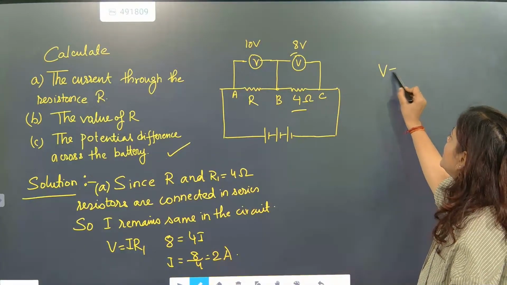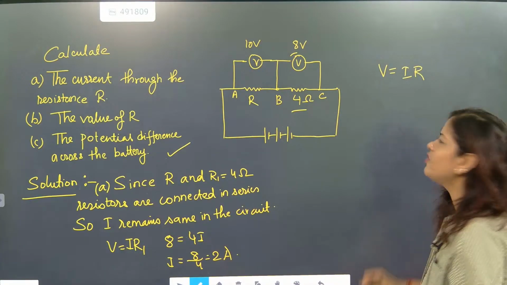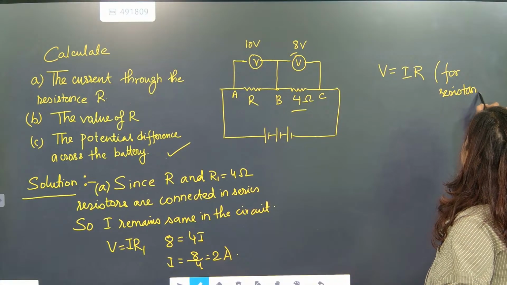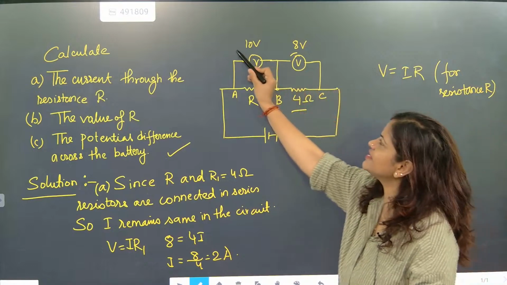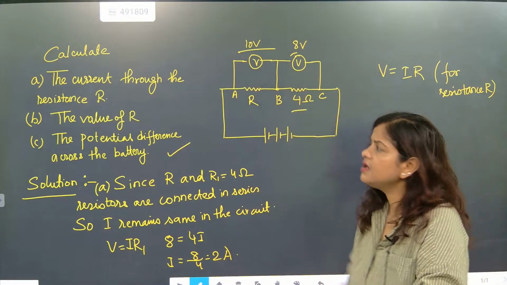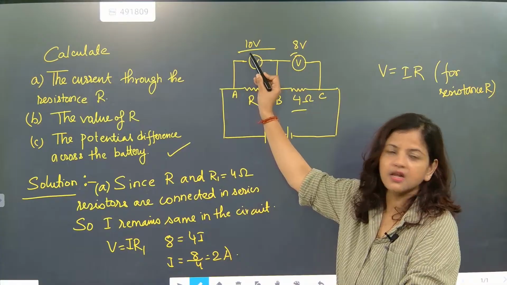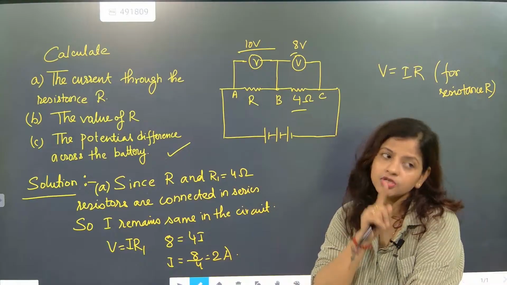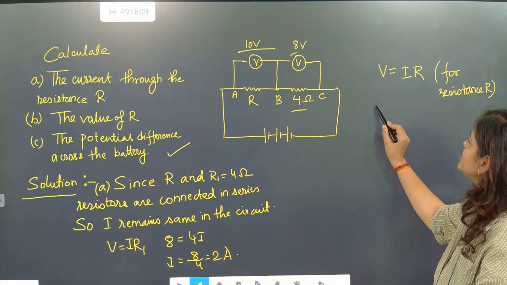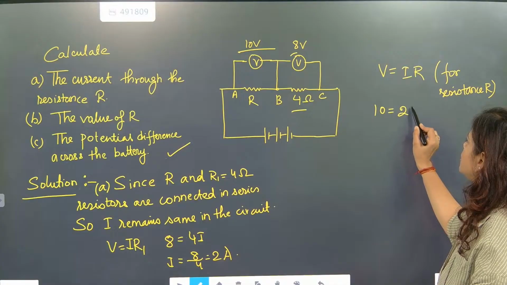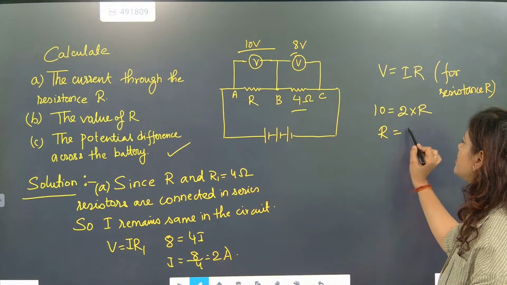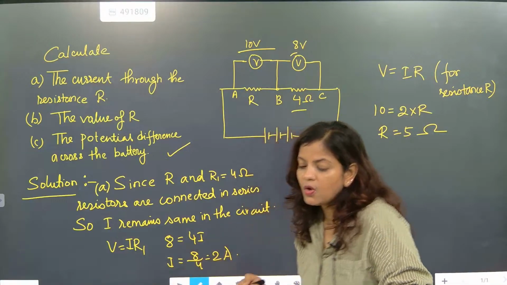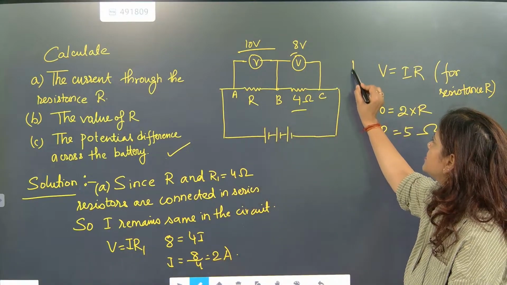So we know that V is equal to IR. For the resistance R, V in that case is how much? 10. Look here, this is exactly how much given? 10. And how much resistance is there? We don't know. But the current remains the same. So the current amount is how much? 2 ampere. So here we will write V is exactly 10 is equal to 2 into R. So what is the resistance coming? 5 ohms. Now what is the potential difference? The total potential difference. This is the second answer.